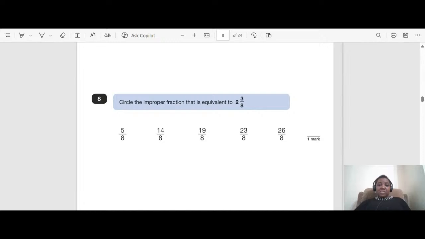Question number 8. Circle the improper fraction that is equivalent to 2 3/8. So now this question is telling us to convert this mixed fraction back to an improper fraction. So what do we do? We multiply the whole number by the denominator. That's 2 multiplied by 8, giving us 16. And then we add the numerator to it. 16 plus 3 is 19. So the improper fraction that is equivalent to 2 3/8 is 19/8.